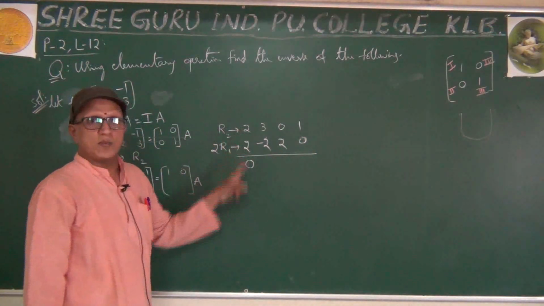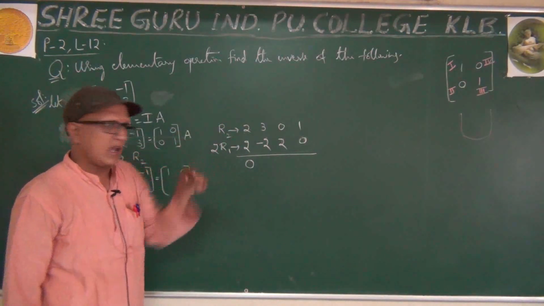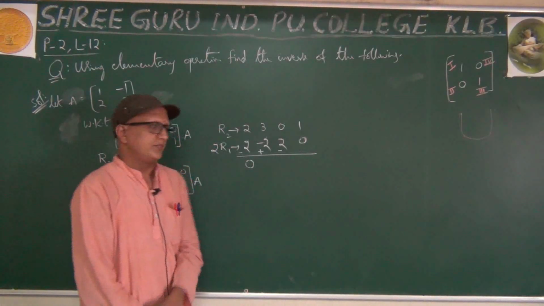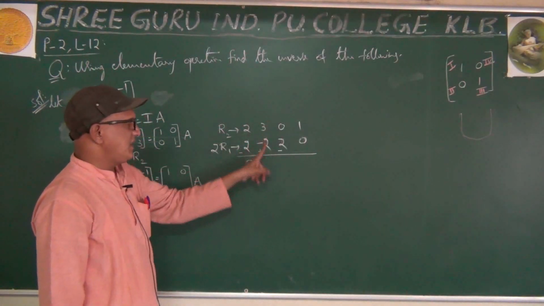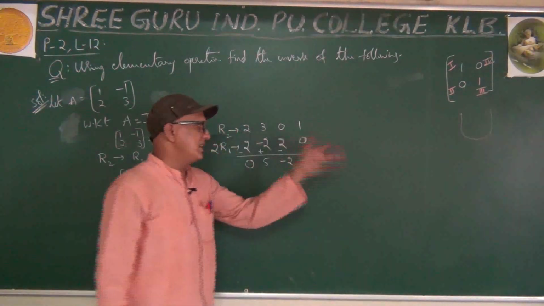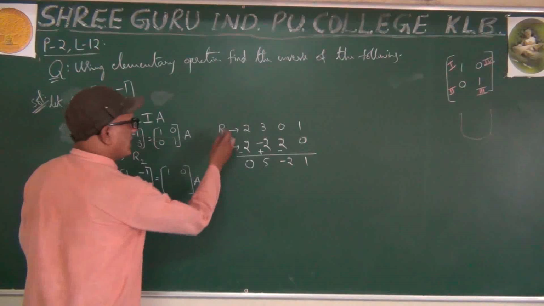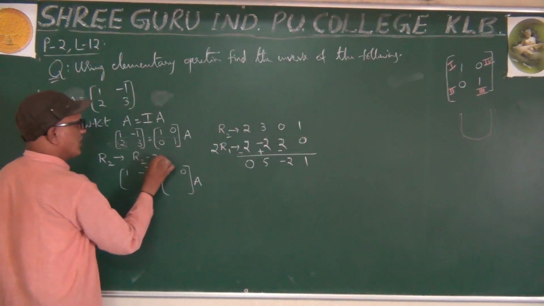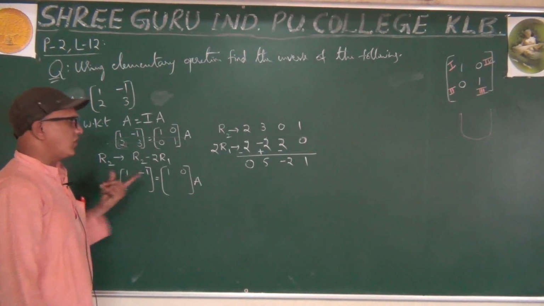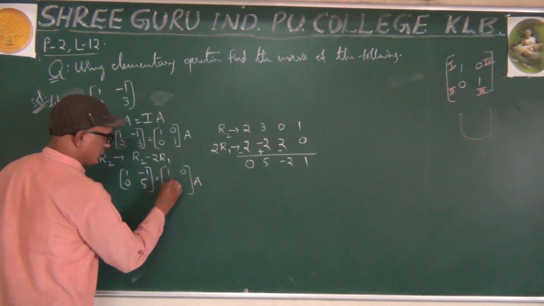Now what we have to do? We have to subtract. Subtraction means signs get changed. 2 minus 2, 0. 3 plus 2, 5. 0 minus 2, minus 2. 1 minus 0, 1. Which row are we changing? The second row. How are we changing? R2 minus 2R1. Which row are we changing? The second row. How have we changed? 0, 5, minus 2, 1.